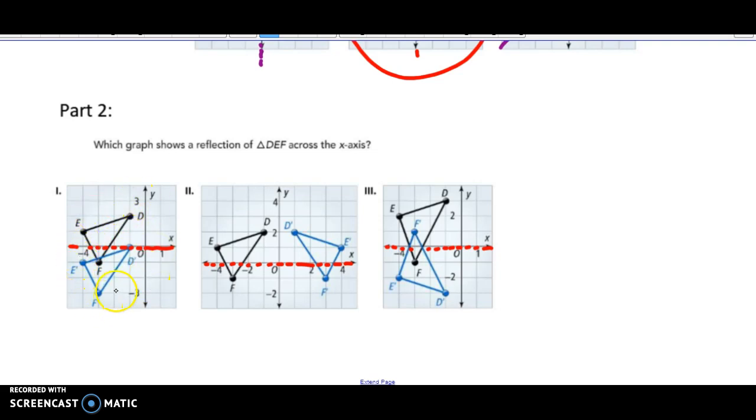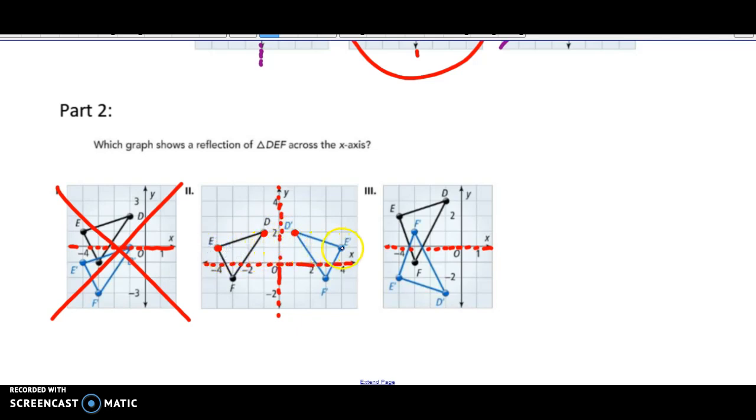I'm going to notice right off the bat that figure number 1 seems to be a translation. Point D has moved down 2 units, E has moved down 2 units, and F has moved down 2 units. So this seems to be a translation. I'm noticing that figure number 2 definitely looks like a reflection. However, it appears that we've reflected across the y-axis. So while D is here, D prime is an equal distance away.